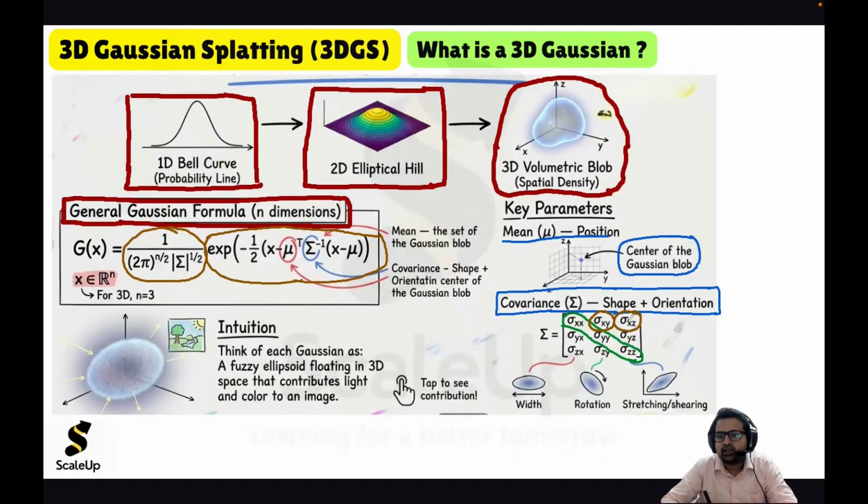So this is like sigma xz, correlation between x and z. This is the correlation between y and x. This is the correlation between y and z. This is the correlation between z and x. Correlation between z and z. So that's the idea. So non-diagonal elements represent the correlation.